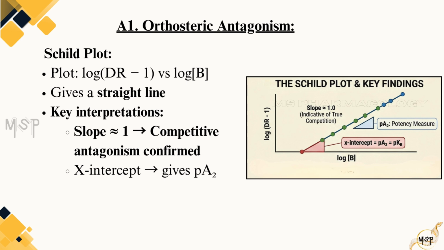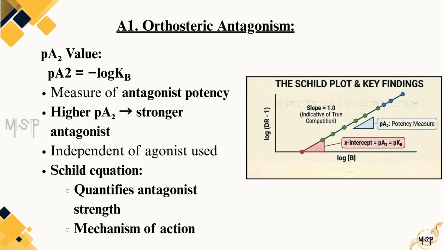And from this same plot, we get an important value called pA2. pA2 is simply the negative log of Kb, and it tells us how potent the antagonist is. So, a higher pA2 means a stronger antagonist, because you need less drug to block the receptor. And that's the power of the Schild equation. It doesn't just measure antagonist strength, it actually confirms the mechanism as well.